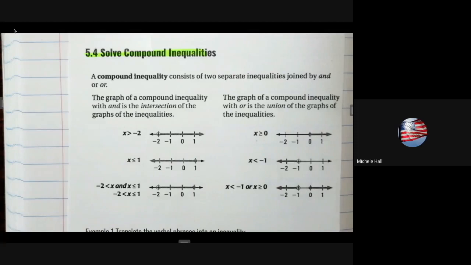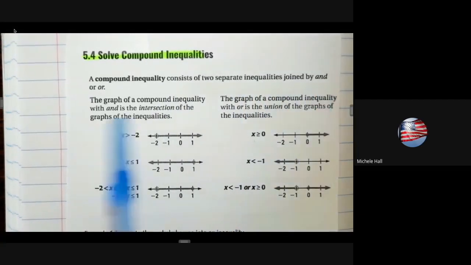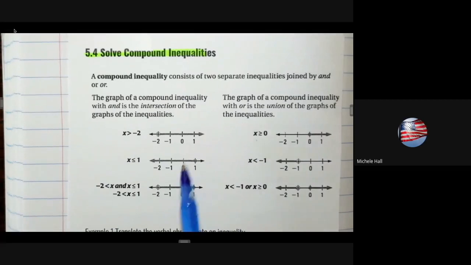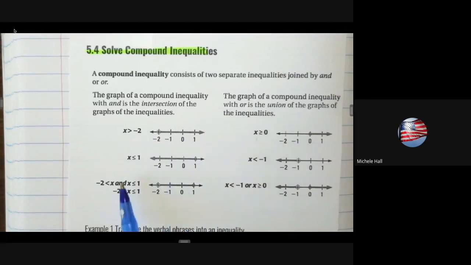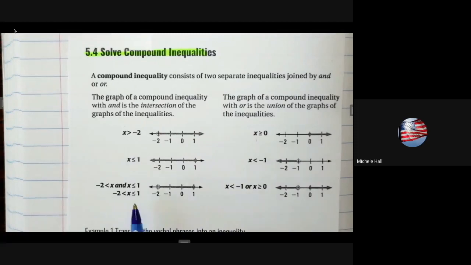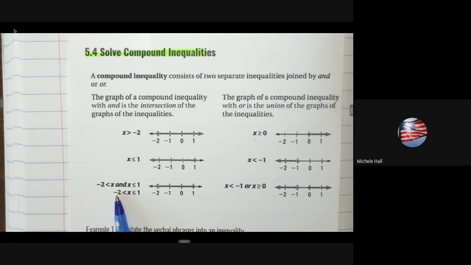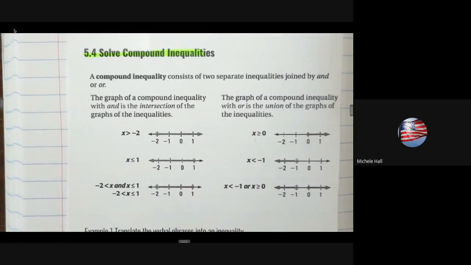5.4, solve compound inequalities. A compound inequality consists of two separate inequalities joined by "and" or "or." We have that x is greater than -2. We have that x is less than or equal to 1. We could also say that as a compound inequality: x is greater than -2 and x is less than or equal to 1, and we could graph them on the same graph. Make sure that you always go from least to greatest in your compound inequality so that you graph it correctly.